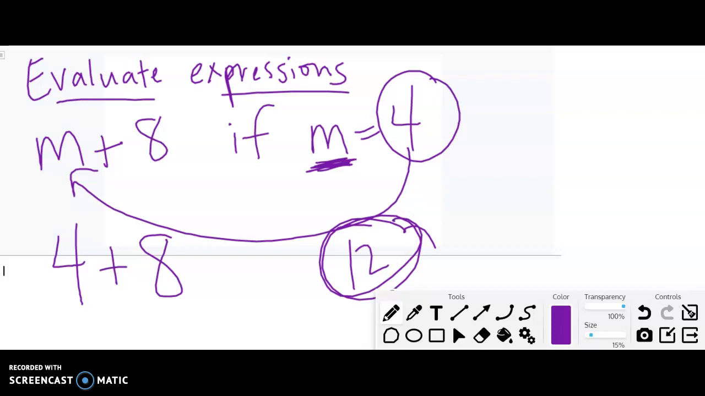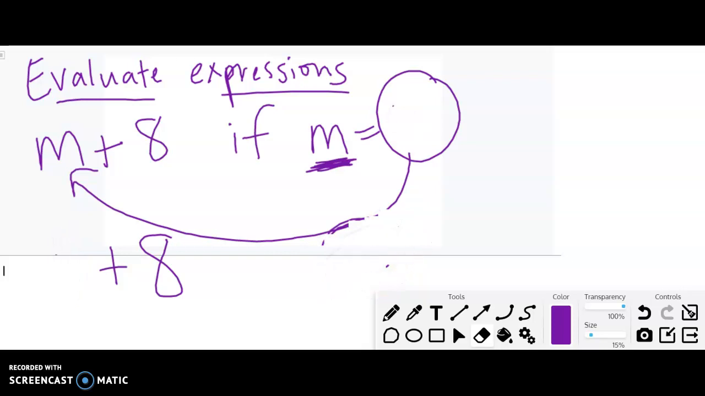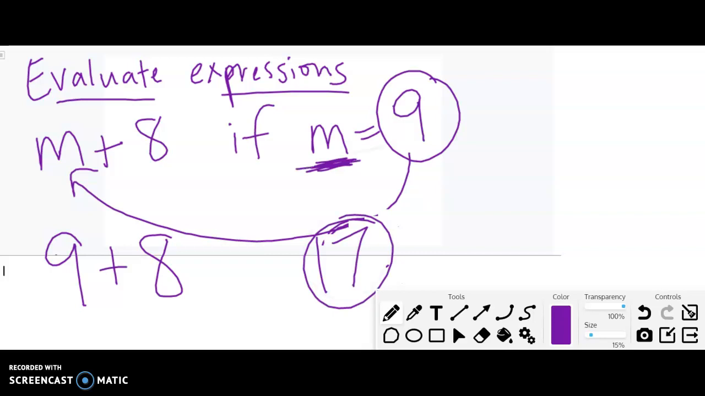Okay? Now they could have said, when m equals 9. Well, in that case, I would put 9 in there. 9 plus 8, so 17 would be my answer. So depending on what they tell us the variable is, we substitute a different number into the expression.